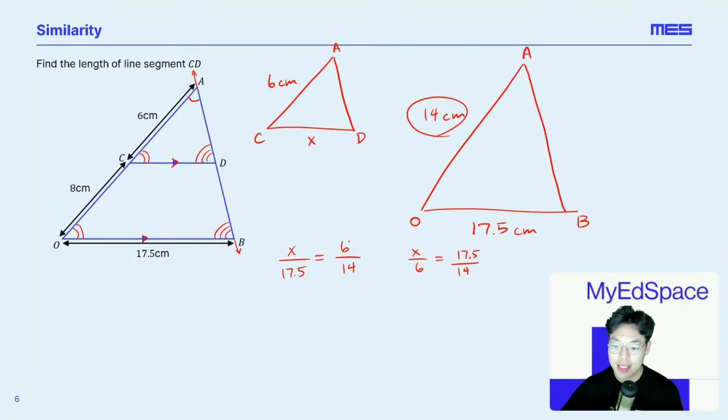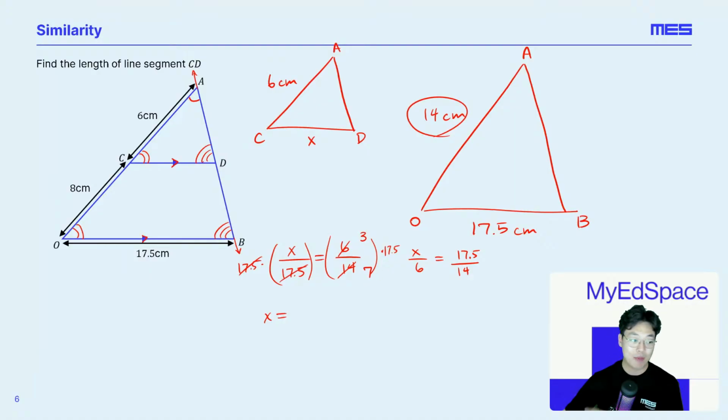In this case, I see that 6 and 14 both have a common factor of 2, giving us 3/7. And now x will equal, if I multiplied both sides by 17.5, these cancel, giving us 3 times 17.5 over 7. But now I noticed something.